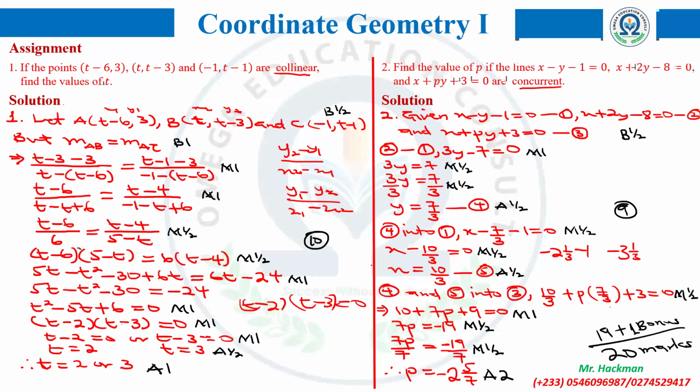So in all, for the second assignment, the total marks will be 19 plus 1 bonus, making everything 20. So the bonus mark, this is how: if you scored 18 to 19, that's where you get your bonus mark of plus 1. Anything below, even if it's 17.5, you will still not get the plus 1 bonus. Point well made.